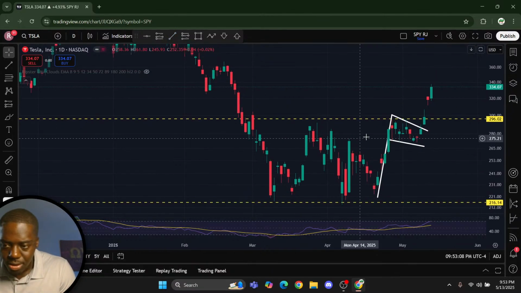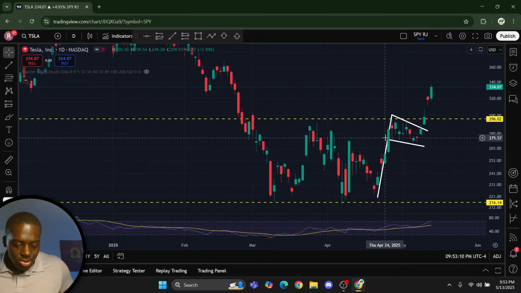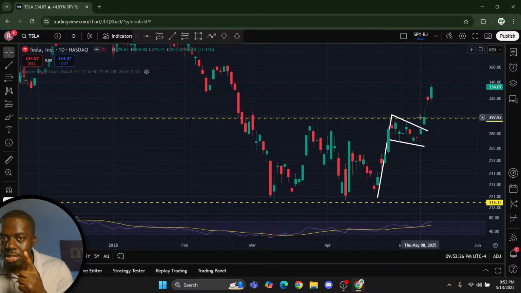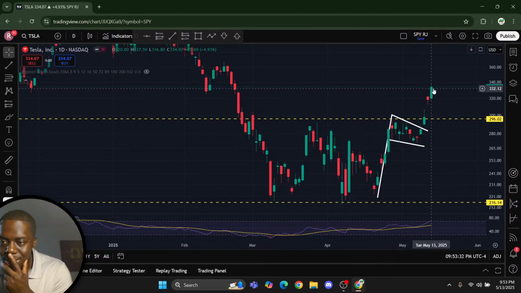Okay? It formed a chart pattern, which is a bull flag. Since it formed a bull flag on the daily, and we know that 296 is a tough level, once we broke it, we broke the chart pattern and we broke the level. So look what we did.